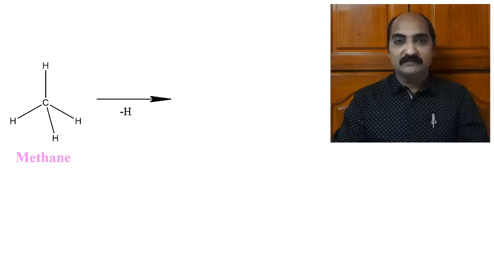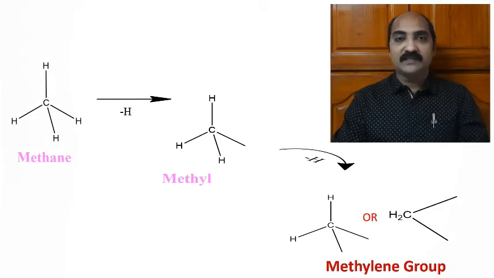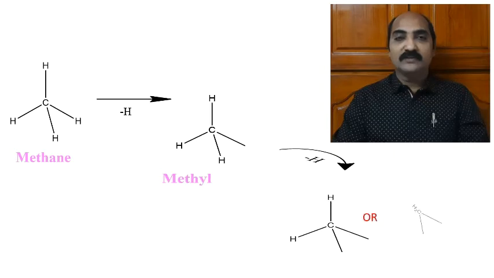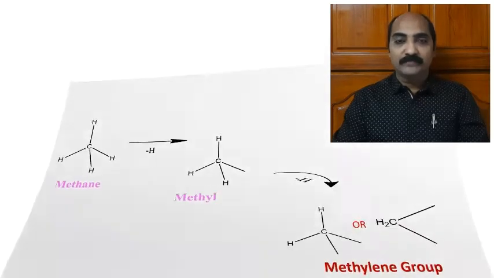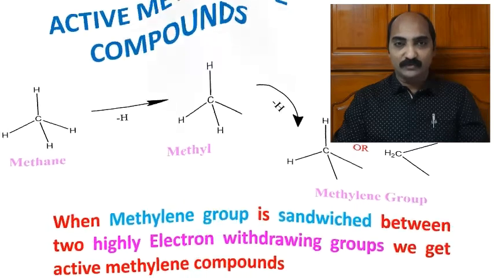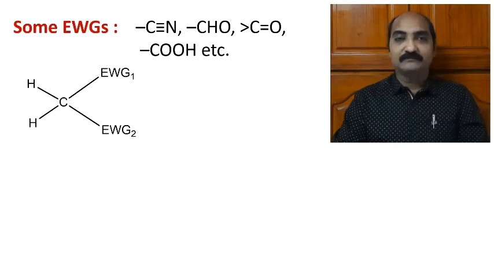We know pretty well the molecular formula of methane is CH4. If we remove a hydrogen atom from CH4, we are going to get methyl group. If one more hydrogen atom is removed from this methyl group, then the group that is left over with two free valencies, namely CH2, is called as methylene group. If this methylene group is sandwiched between two highly electron withdrawing groups, then it is called as active methylene compound.